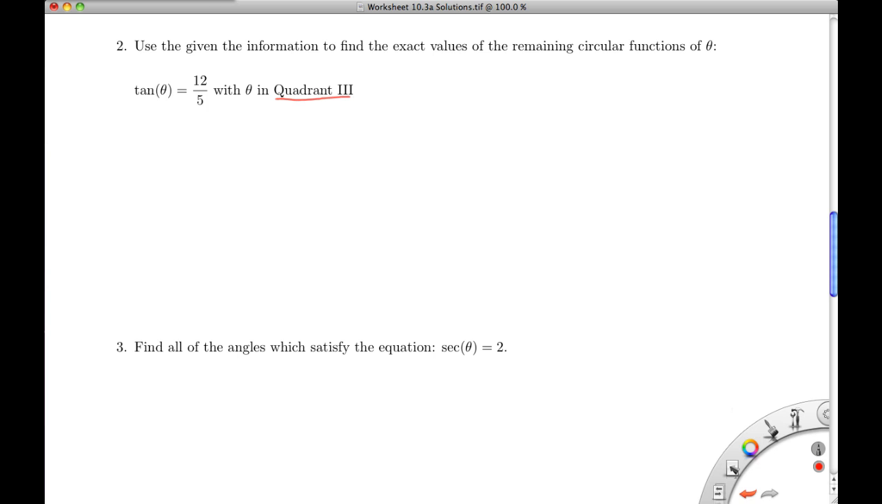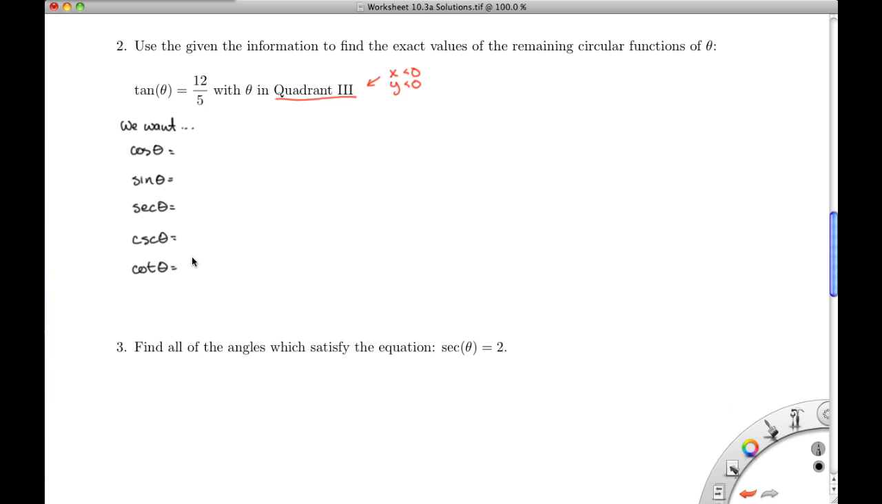Well, the fact that we're in quadrant 3 tells us that our x's have to be negative and our y's will have to be negative. This is going to be particularly important when we set this up. So one way that we could go about doing this, we think about what we want. We want to find the cosine of theta. We want to find the sine of theta. We know the tangent, so we want to find the secant of theta. We want the cosecant of theta, and the last one would be the cotangent of theta.